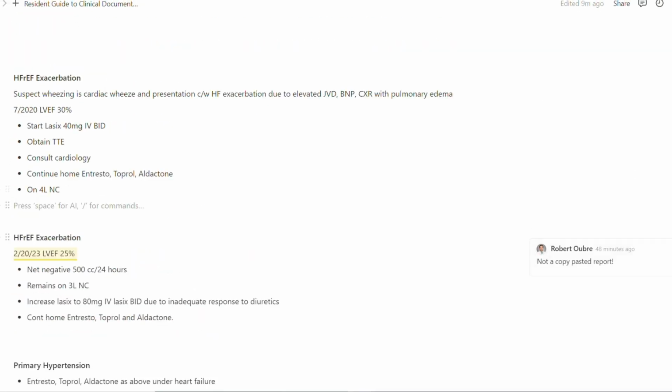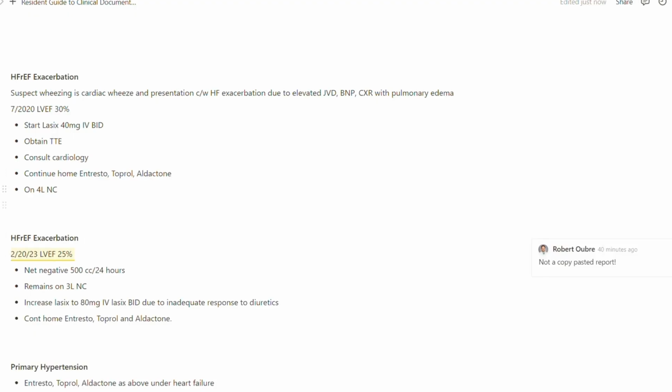I know some people will argue to just not even state the net negative 500 cc's in 24 hours or remains on 3 liters nasal cannula, just put on oxygen, wean as tolerated, or just not even include this. In my opinion, this is sacrificing specificity and accuracy all for the sake of making things evergreen. So it'll be accurate, but it's not going to help convey the patient's clinical picture. So hopefully that helps make a little bit more sense about this. And so let's move on to the next case.